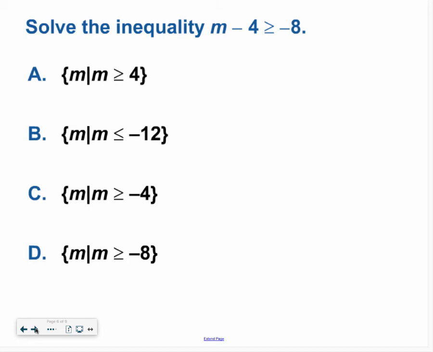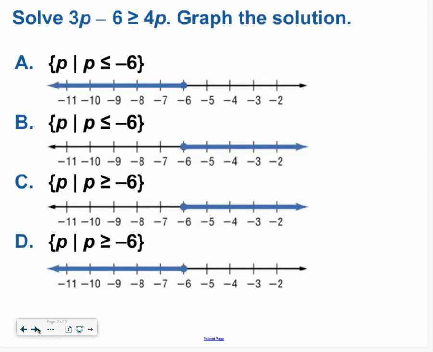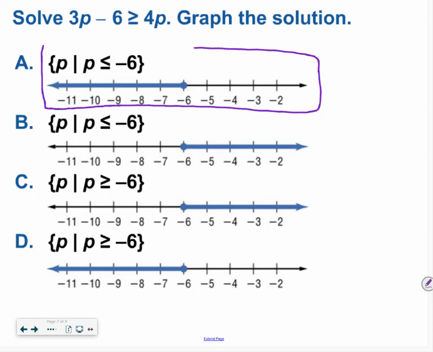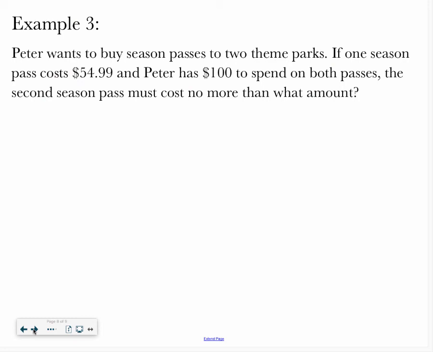Go ahead and solve this first inequality. See how you do. Hopefully you ended up with m is greater than or equal to -4. If not, ask for some help. Try this next one on your own. Hopefully for this one you decided p is less than or equal to -6, and you made sure that the graph is correct as well. If you have any questions there, be sure to ask.